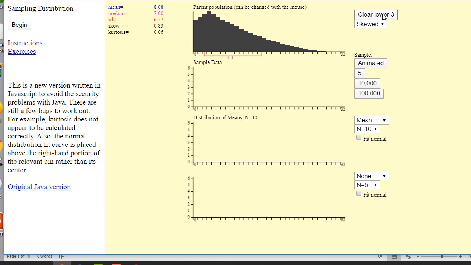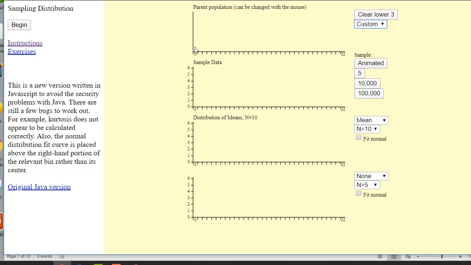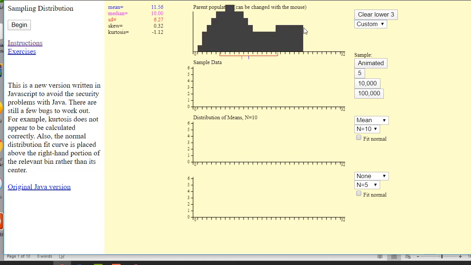Let me clear this. I'm going to do custom. I'm going to make kind of a crazy distribution here. Here's something that's bimodal. Let me do sizes of 25, and let's do a whole bunch of samples. So, even though my population is not normal, my distribution of sample means is normal, and our means are going to be pretty much the same. Now we can see the mean of that crazy population I drew is 12.07, and the mean of my sampling distribution of sample means is also 12.07.